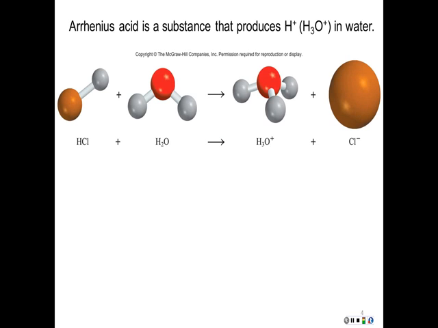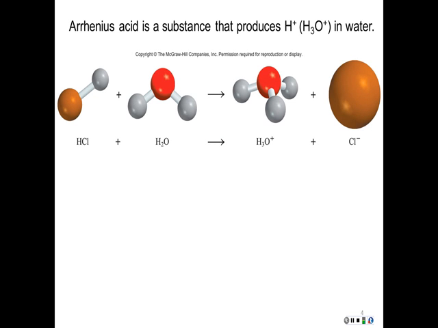Now there are a couple of different theories that we have about acids and bases, so we're going to go over them one at a time, and they're named after the people that came up with them. So the first one is by Svante Arrhenius. So we call it an Arrhenius acid. It's a substance that reacts with water and produces hydrogen ions in the water.